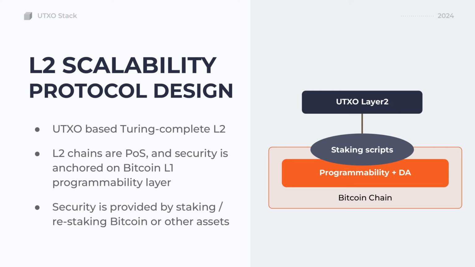You can use the RGB++ protocol, which provides the programmability layer. Your programmability layer runs the staking or slashing scripts, and these scripts provide the security to the UTXO layer 2. And with the leap functionality, you can leap your assets from UTXO layer 2 to layer 1 without any centralized or decentralized bridge. That's the complete edition of the RGB++ protocol.